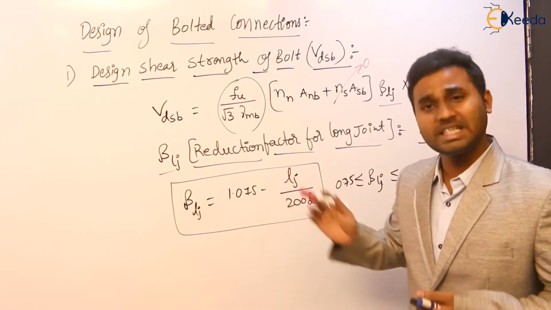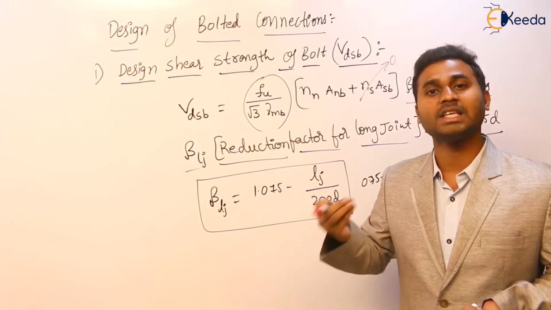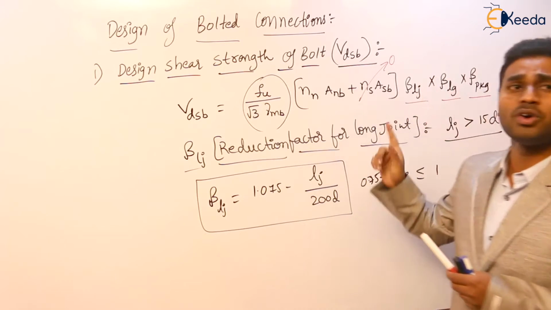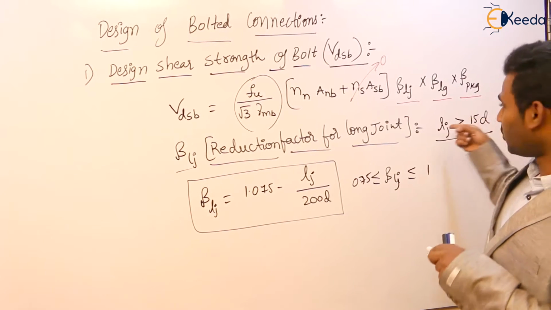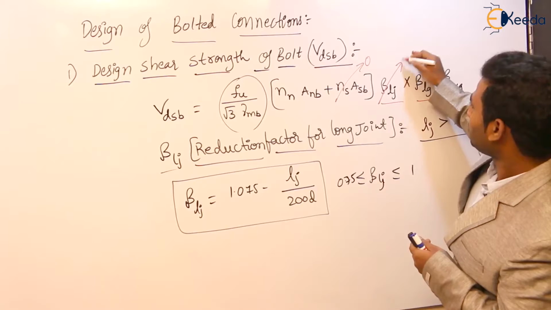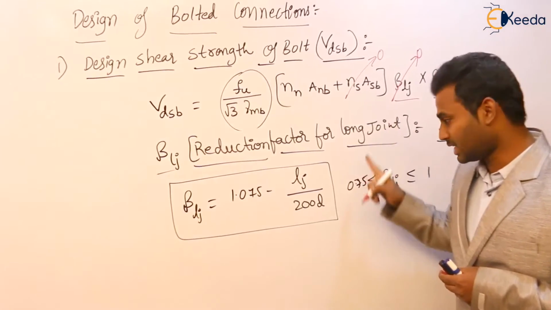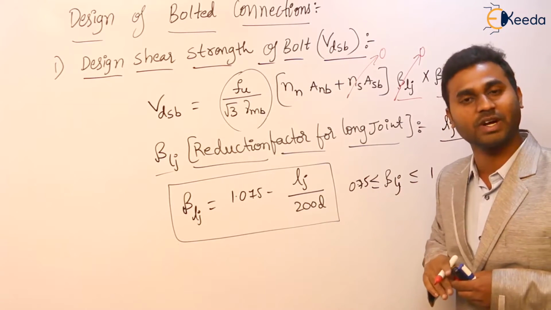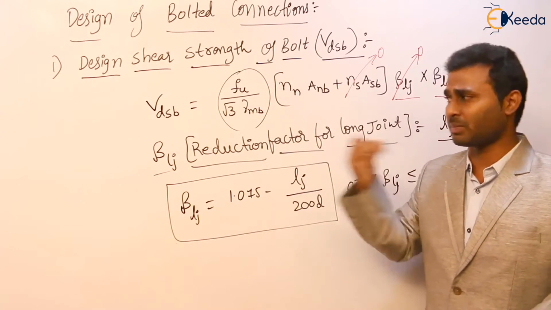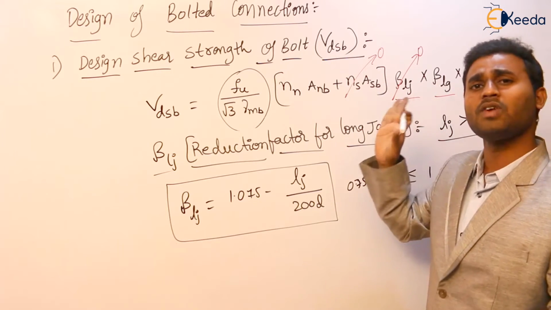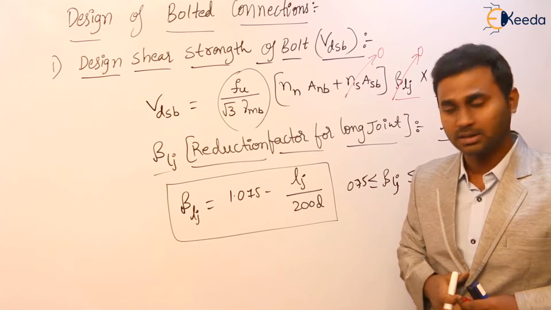As this is a design, design is nothing but our rules and our choice. So it is my design, my choice. I'm going to ensure that the length of the joint comes out lesser than 15D. Then no need to consider this reduction factor. So when to consider this reduction factor? If the length is greater than 15D, then only we should consider the reduction factor for long joint. If not, then no need to consider. As I said, this is my design, my rule. I always make the connection such that the length of the joint comes out less than 15D. Agree or not? So take it down.